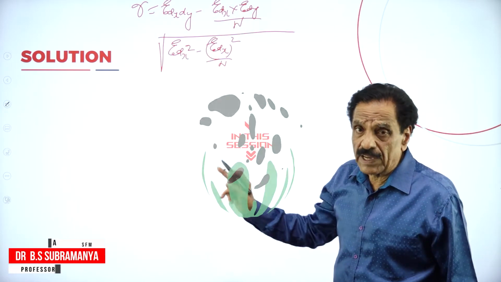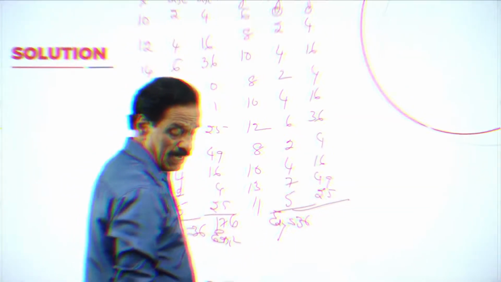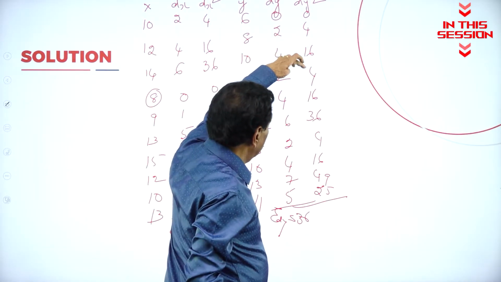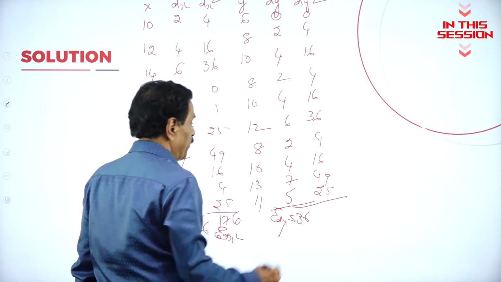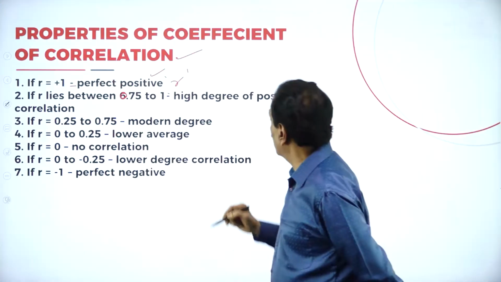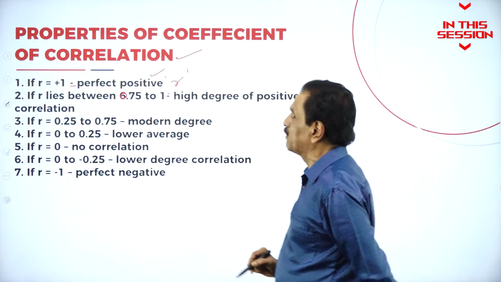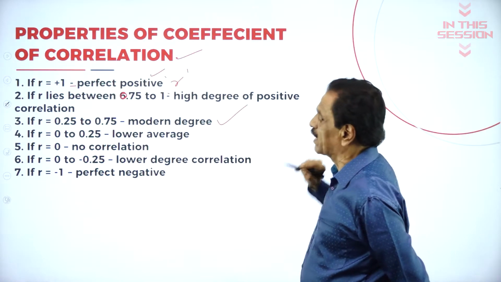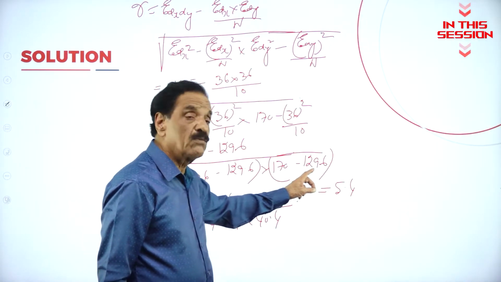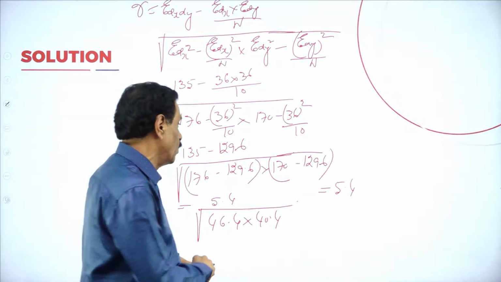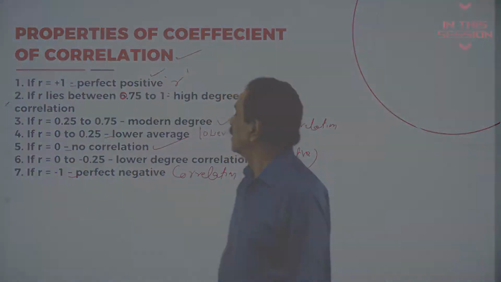Sigma dx dy minus sigma dx dy divided by n divided by root of... add the number 4 plus 6, 10, 14, 20, 26, 30, 36, 45, 50, 5 degree positive correlation. If r is equal to 0.5 to 0.75, it is called moderate degree correlation. Minus 129.5 is 46.4, 170, 129.6 is 40.4. Positive correlation if r is minus 1, negative correlation.